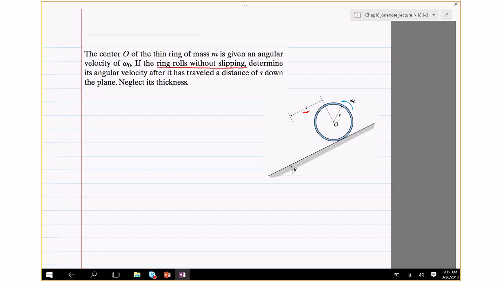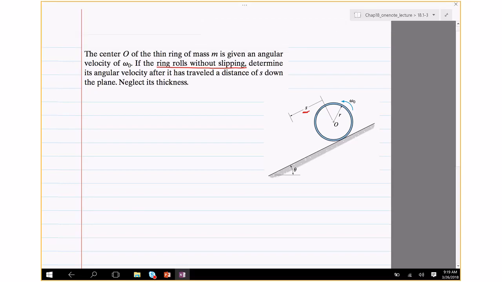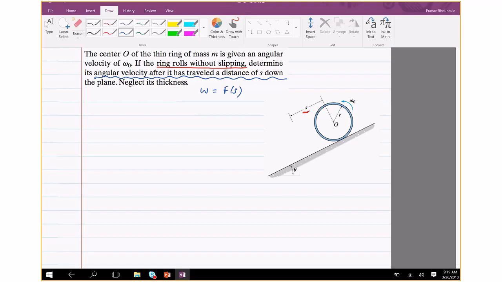And the reason why I would use that is because, if you see in this question, you're told to find the angular velocity when it has traveled a distance s. So find omega when the distance is s. You're told to find the speed as a function of displacement. When you see that kind of relation, I would recommend the principle of work and energy as opposed to using F equals ma. So let me write that down.